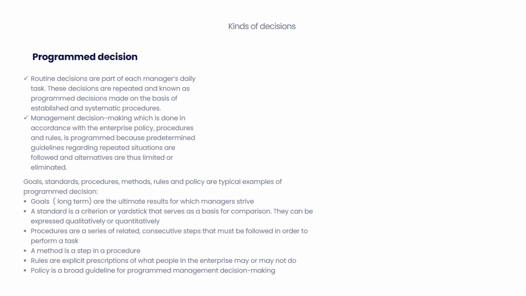Rules are explicit prescriptions of what people in the enterprise may or may not do. So rules can also help us to make decisions. Policy is a broad guideline for programmed management decision making. So what about unprogrammed decisions? When something is new, the first time you are facing the situation, how can you make a decision? How can you sort out this problem because it's the first time that you are facing it?